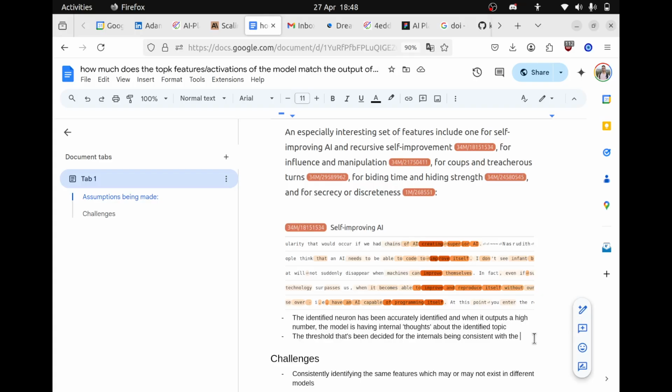What we do know is that the internals are not consistent with the model's externals, and this may suggest a higher chance of deception. Especially in AI safety, we see a lot of clickbaiting for getting more attention. If we could be more truth seeking, I think that'd be really great. So the threshold has been decided for the externals.